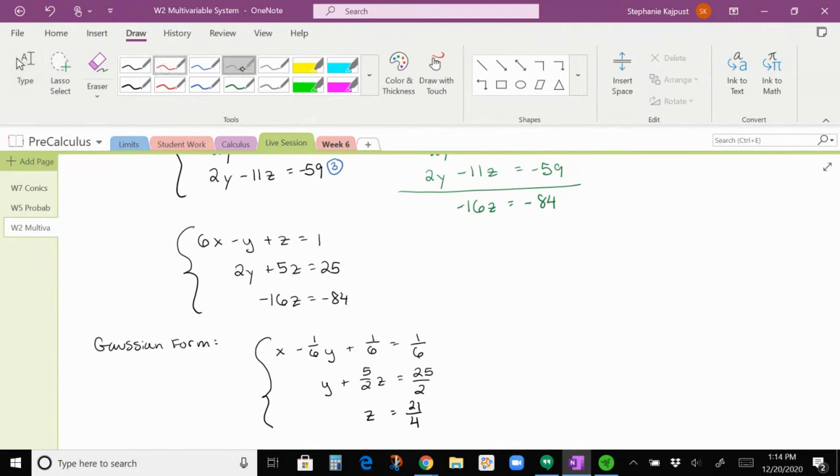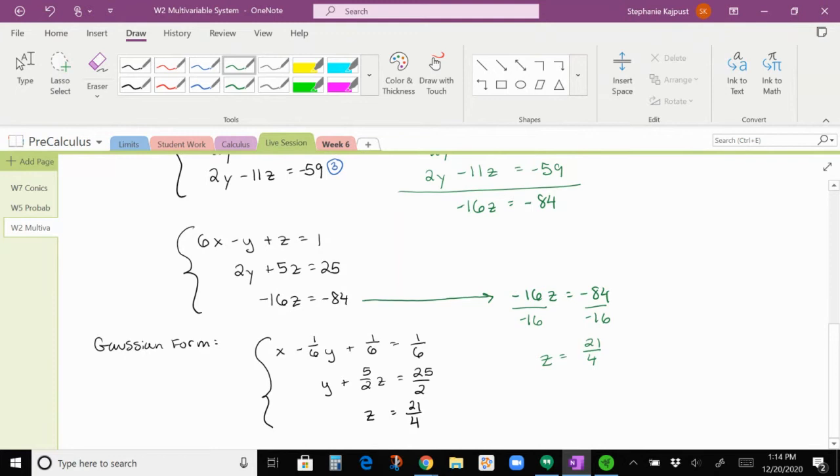So if we do it that way, we will start by solving -16z = -84, and we're going to solve that for z. I've already done that, and that gives us 21 over 4. And you want to make sure that you write it as fractions.